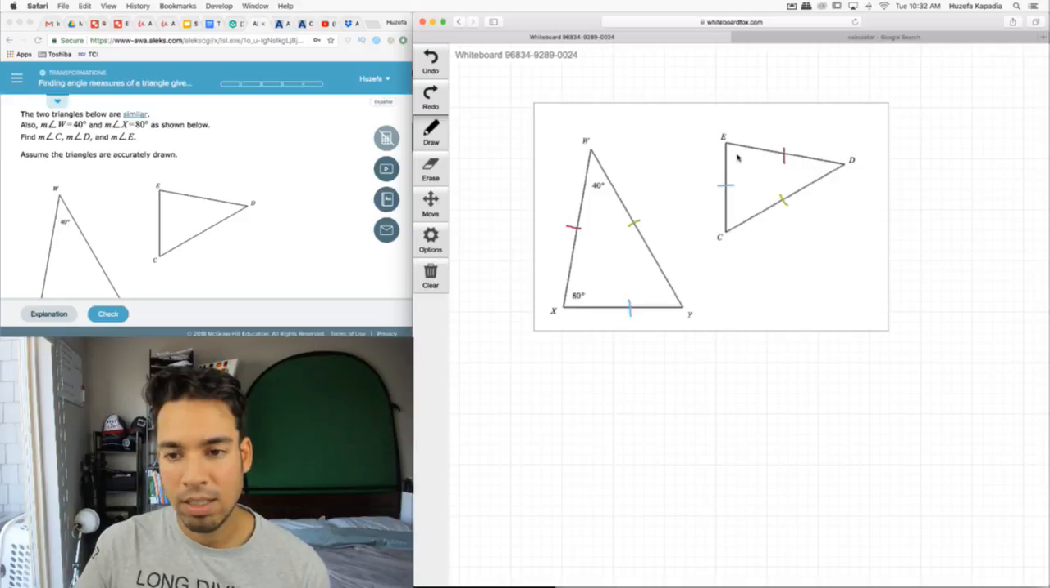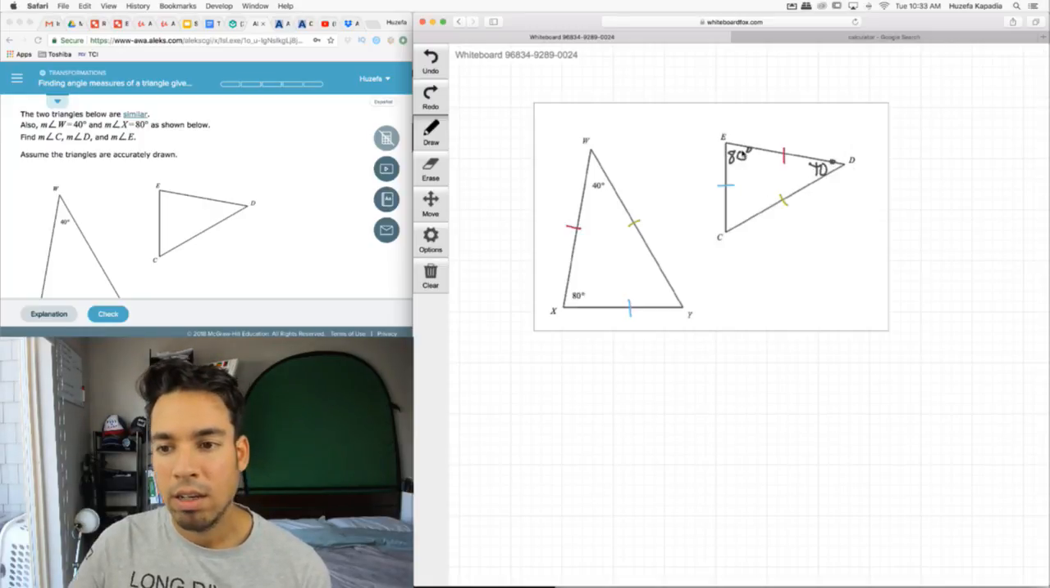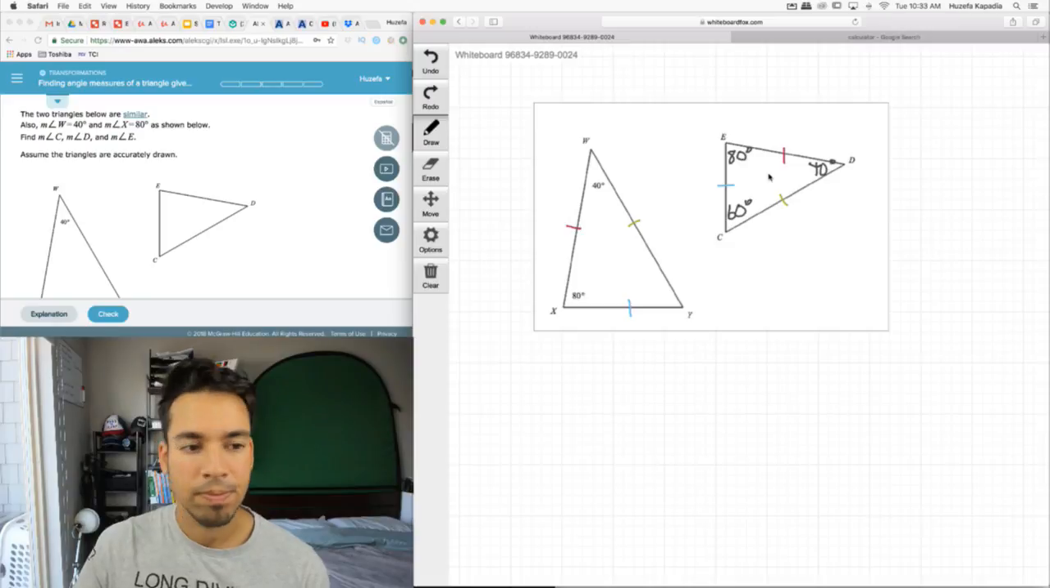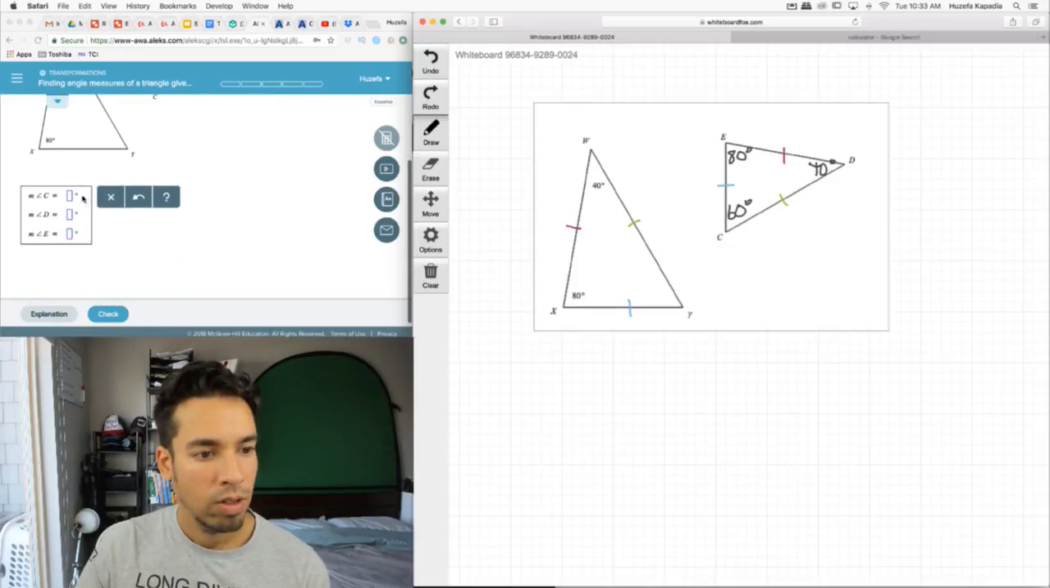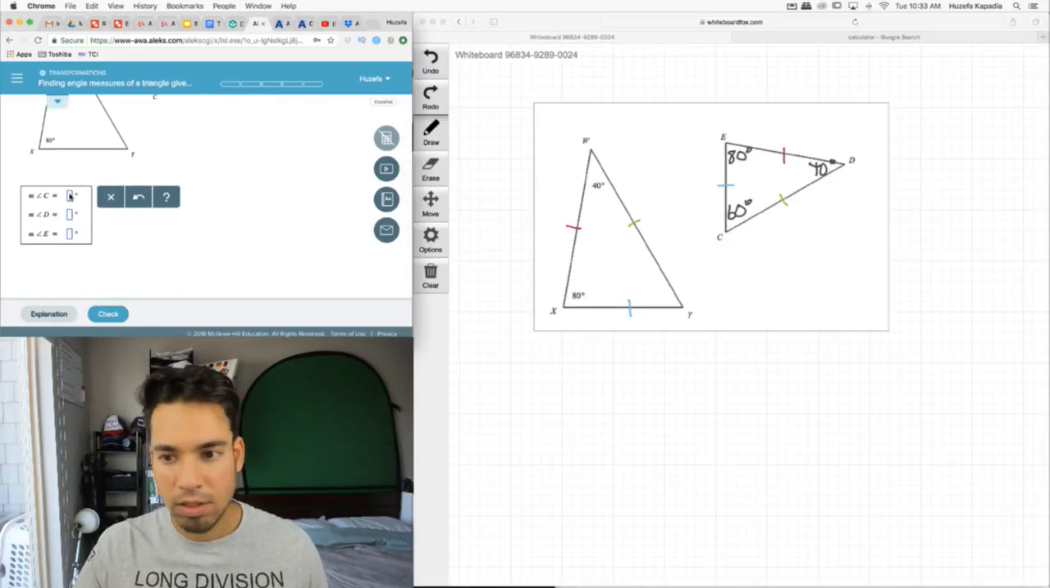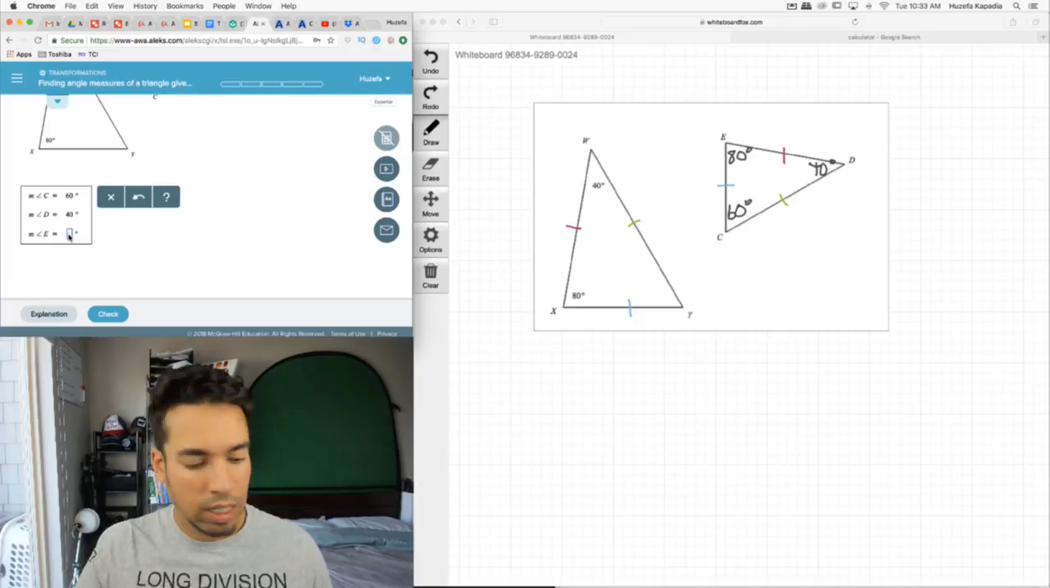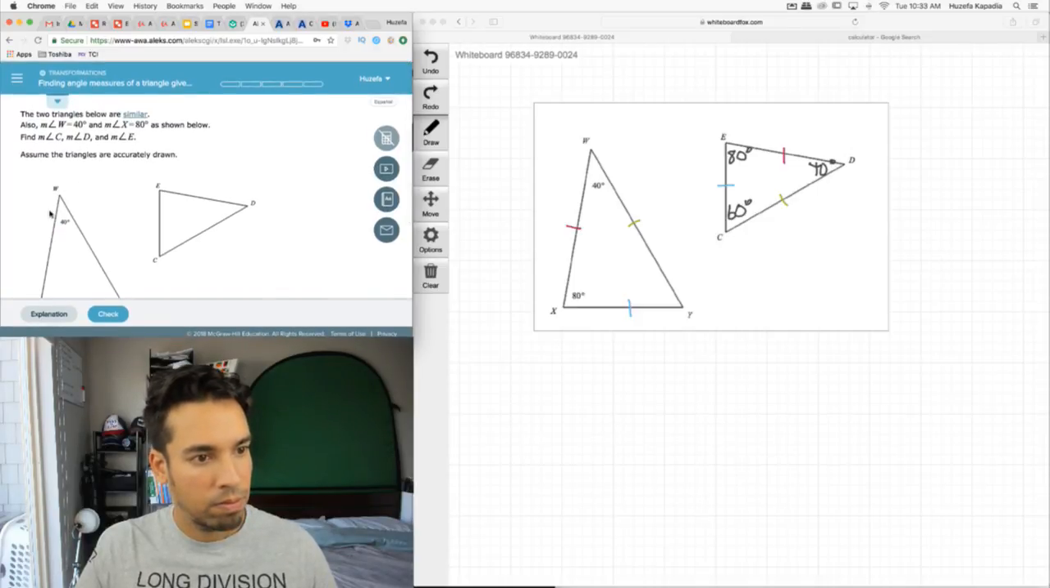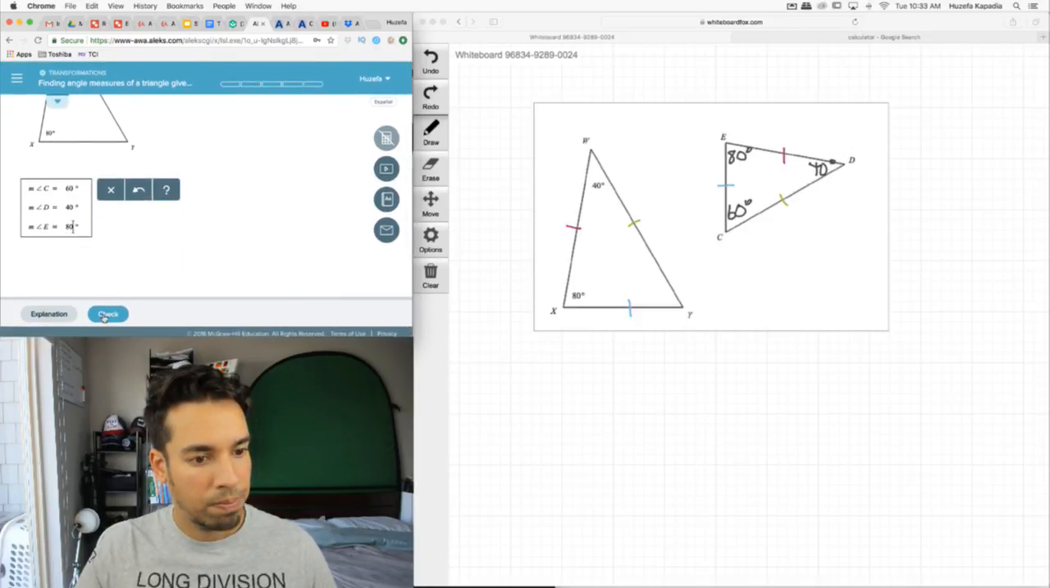which means that if x is 80, E is 80. If W is 40, D is 40. And then by the rule that all the angles add up to 180 degrees, if this is 80 and this is 40, that's 120, so this one has to be 60 degrees. So C is 60, D is 40, and E is 80. All right.